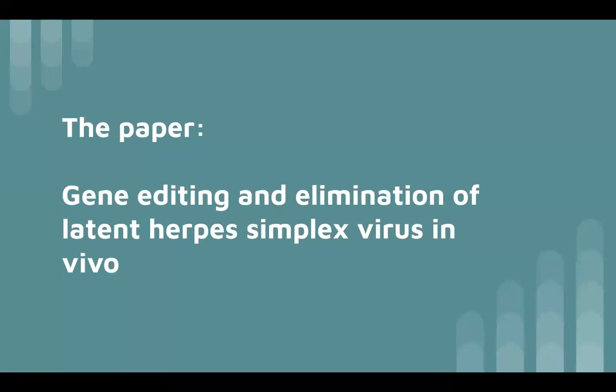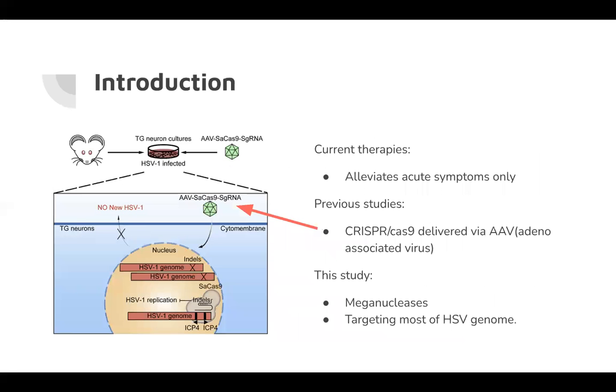So now we're going to move on to our paper, which is gene editing and elimination of latent herpes simplex virus in vivo. The main goal of this study was to improve on previous studies that used CRISPR-Cas9 delivered by AAV and to provide a new therapy, because the current therapies for herpes pretty much just leave acute symptoms.